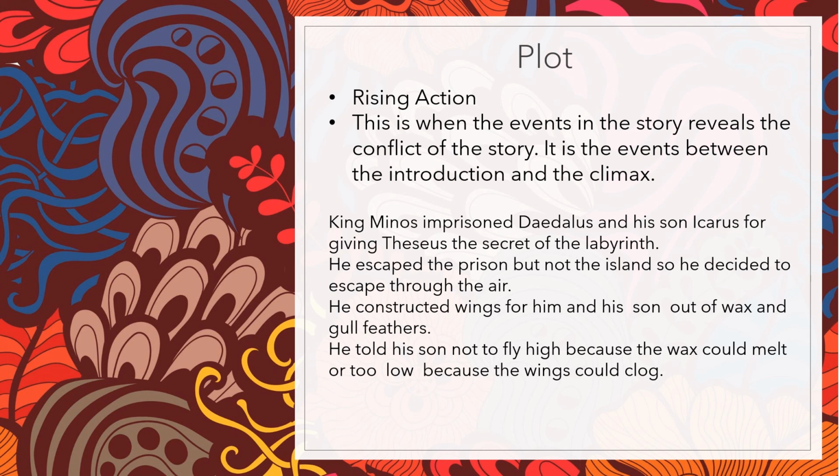In this story, King Minos imprisoned Daedalus and his son Icarus for giving Theseus the secret of the labyrinth. He escaped the prison, but not the island, so he decided to escape through air. He constructed wings for him and his son out of wax and gull feathers. He told his son not to fly too high because the wax could melt, or too low because the wings could clog.